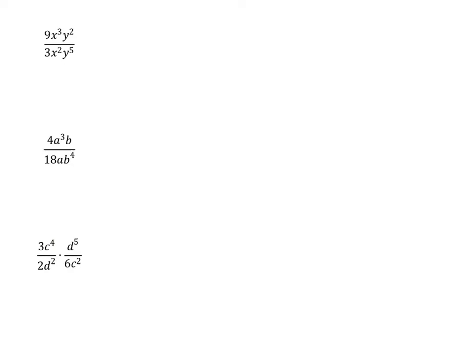Like many things, this is easier to see. So if we take a look at this first one, the way I like to approach these problems is I have 9 divided by 3 times x cubed over x squared times y squared over y to the fifth. And I simplify each one of them separately.